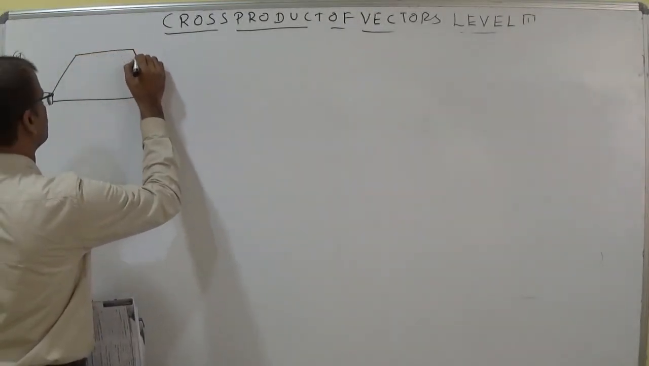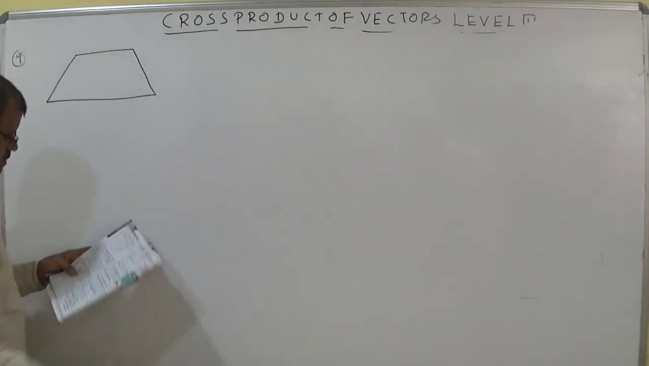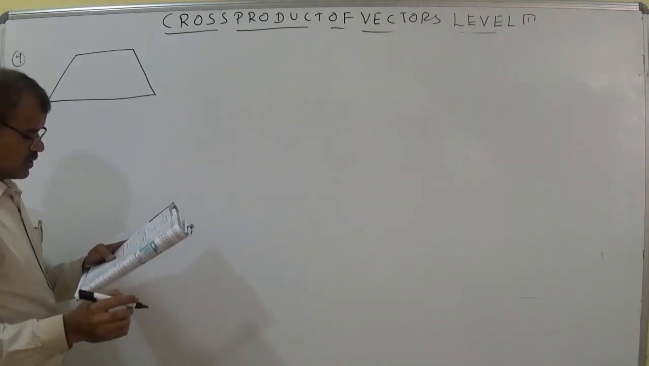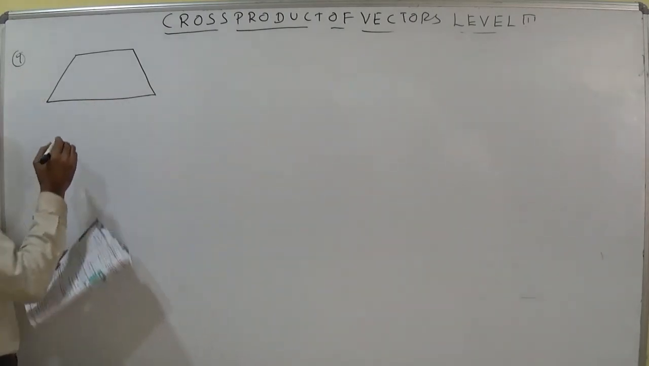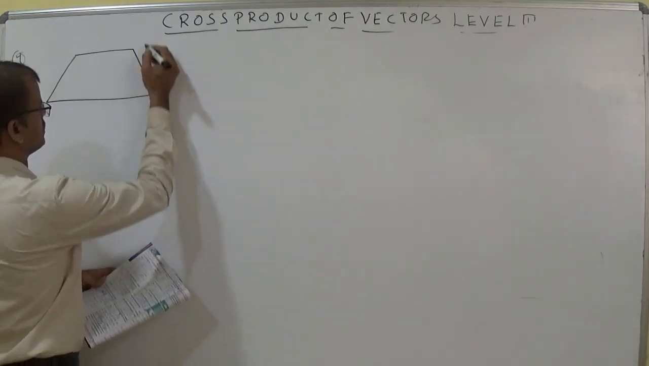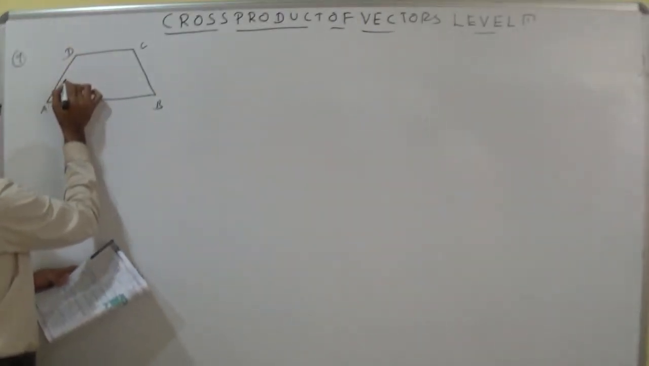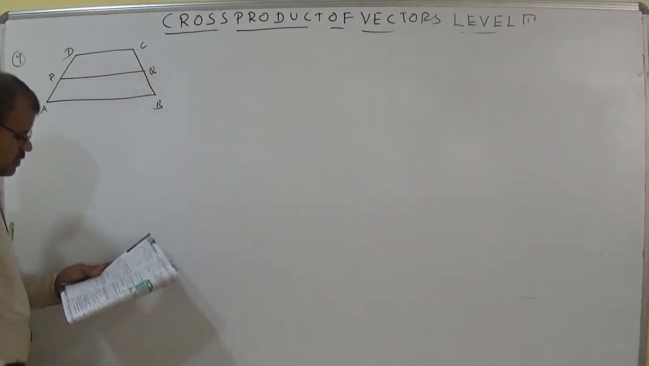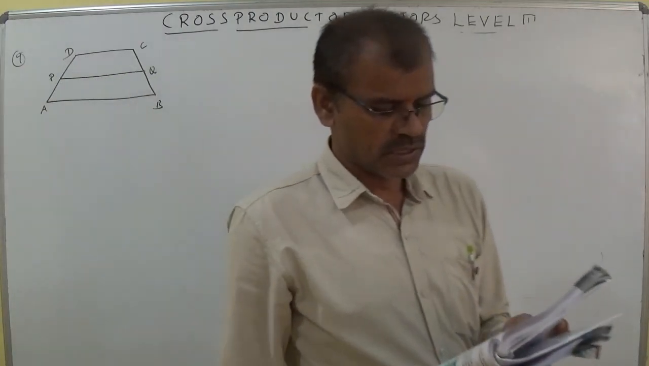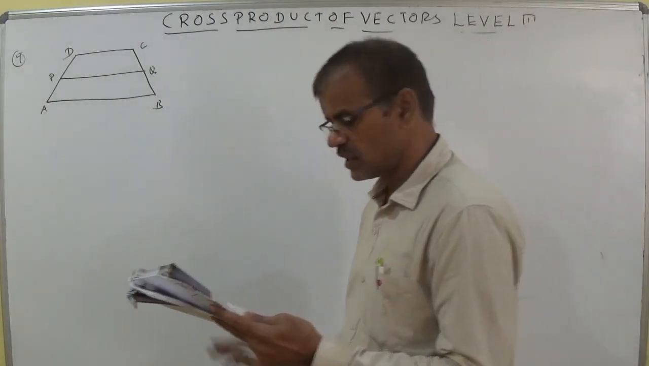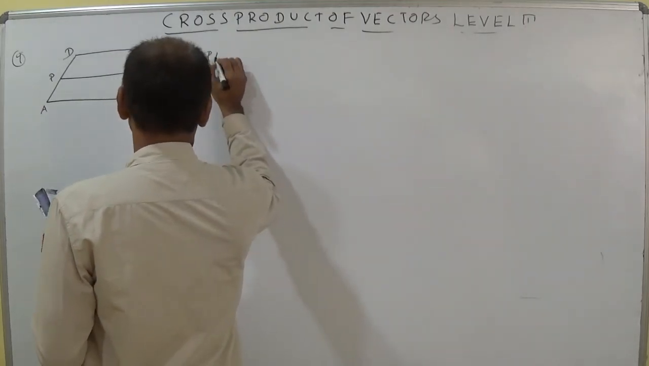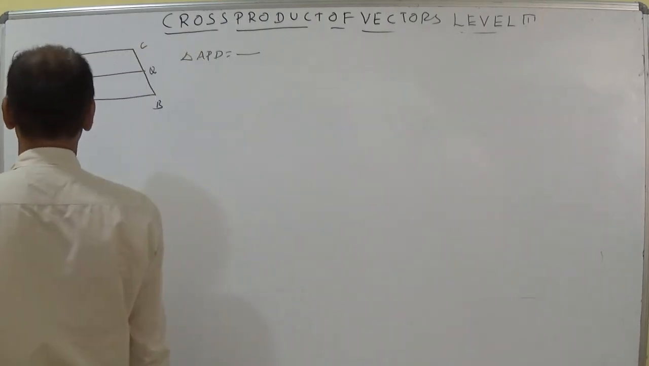Let us draw the diagram of the trapezium. P, Q are midpoints of the non-parallel sides. Let this be A, this B, this C, this D. These are the non-parallel sides. Put the midpoint P here, and this is midpoint Q. P, Q are midpoints of non-parallel sides BC and AD of trapezium ABCD. Then he is discussing the triangle APD, which is equal to dash according to the options.